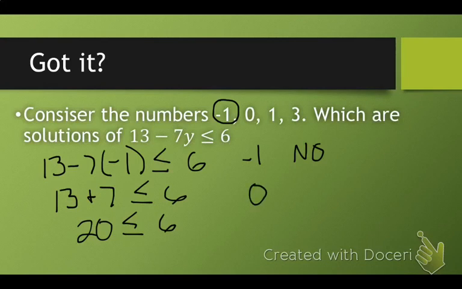When you plug in the number 0, you end up with 13 is less than or equal to 6, so this is also not a solution. When you plug in the number 1, you should end up with 6 is less than or equal to 6, and because of the or equal to line, 6 is equal to 6, so that is a solution. And the number 3, when you plug that in, you get negative 8 is less than or equal to 6, and that is also a solution. So negative 1 and 0 are not, 1 and 3 are.